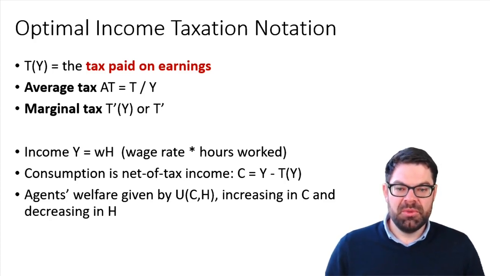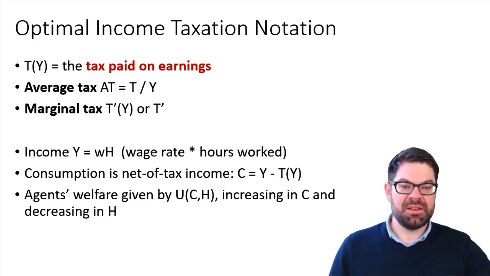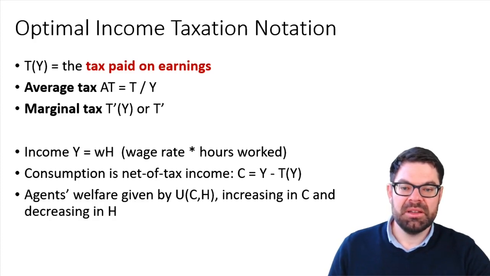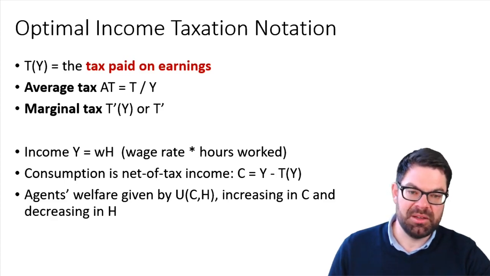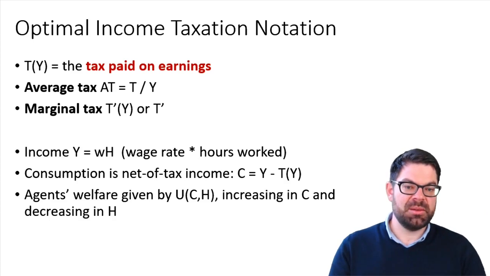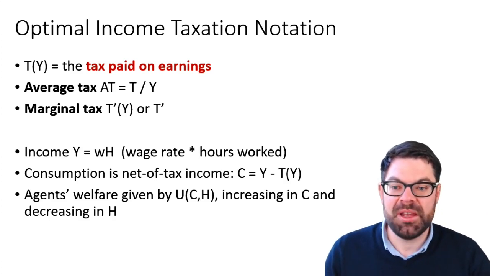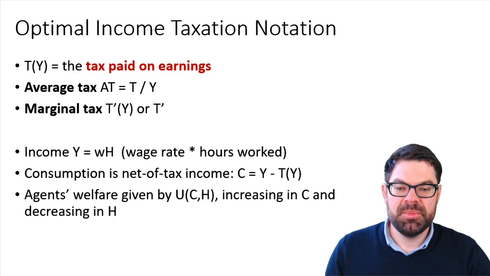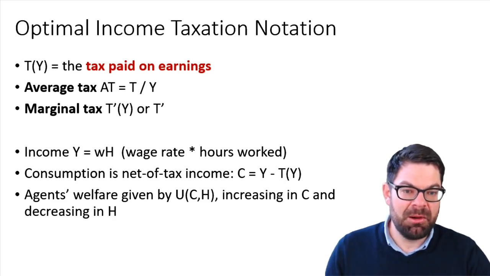Right, so we will look at this through the consumption leisure trade-off that we already talked about in lecture 5. People can consume whatever income is left after they pay their taxes, so they consume their net income. We don't assume they do savings or anything, but you could incorporate that as well. And people's welfare depends on their consumption and either their work hours or their hours of leisure.